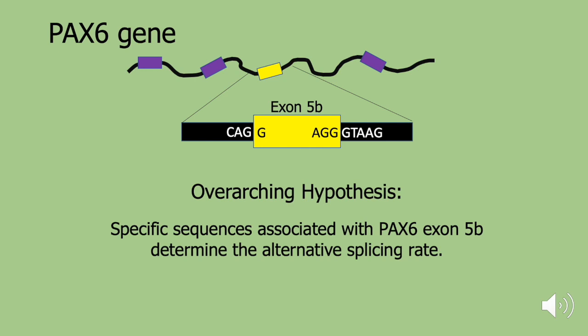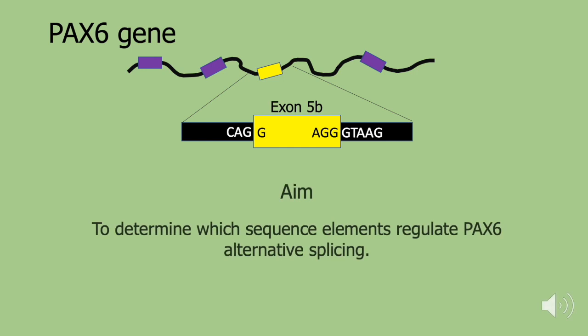Our aim is to determine which parts of the native PAC6 sequence control the splicing rate of the cassette exon. Now, my group have studied the gene in detail and have identified some regions that we think are likely to be key to regulating the splicing switch between the different isoforms. Our overarching hypothesis is that by mutating some of these specific sequences, we'll get either more or less splicing, i.e. we'll change the PAC6A to PAC6B ratio. I'll come back to the specific experimental hypotheses shortly.